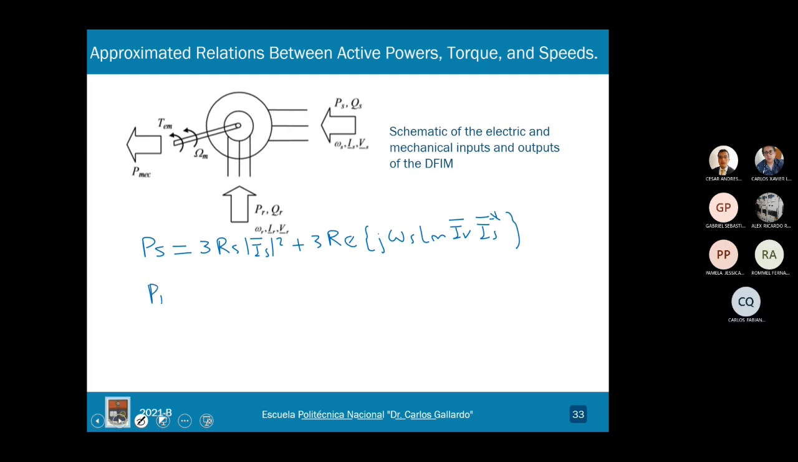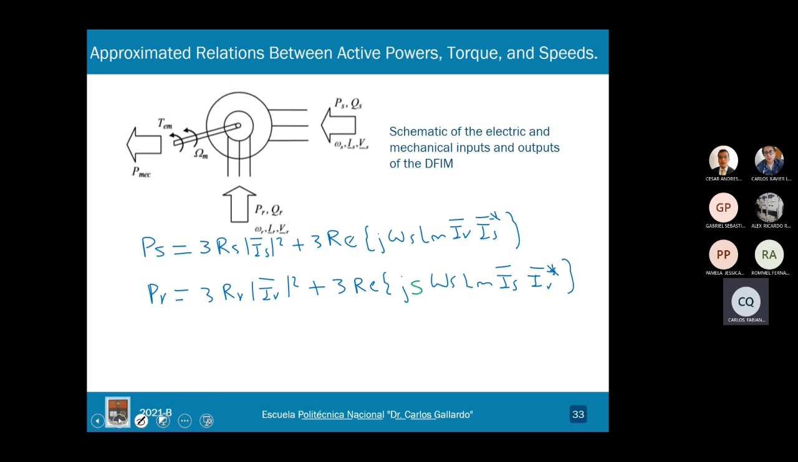The rotor active power is equal to 3 times the rotor resistance times the rotor current squared, plus 3 times the real part. So I will have here J, and I will include the slip for the rotor. So I will have the slip times the angular frequency times the magnetizing inductance times the stator current phasor times the rotor current. This is the conjugate.